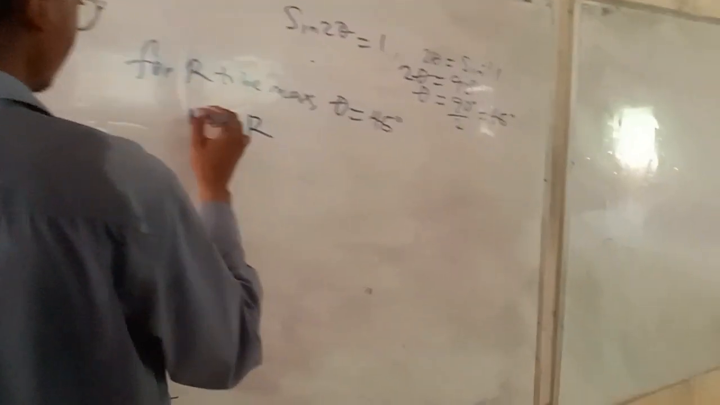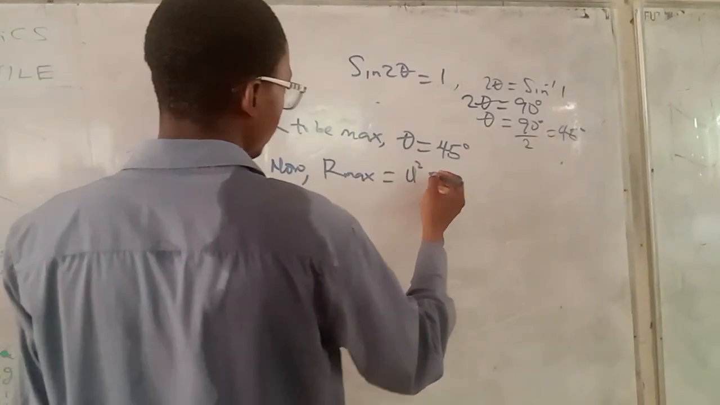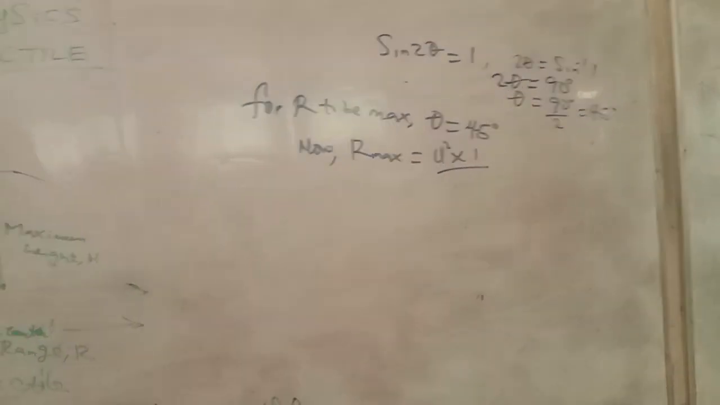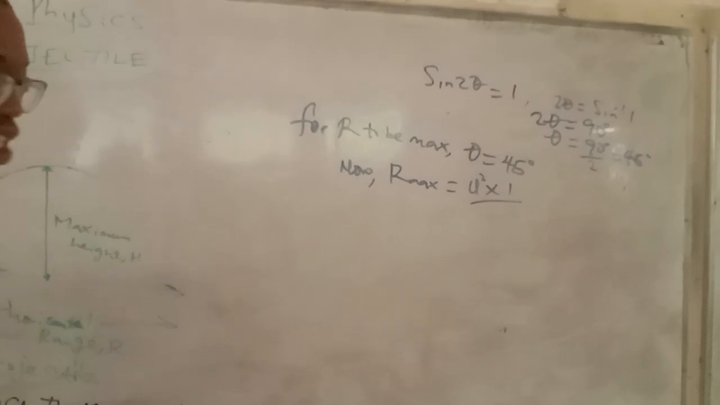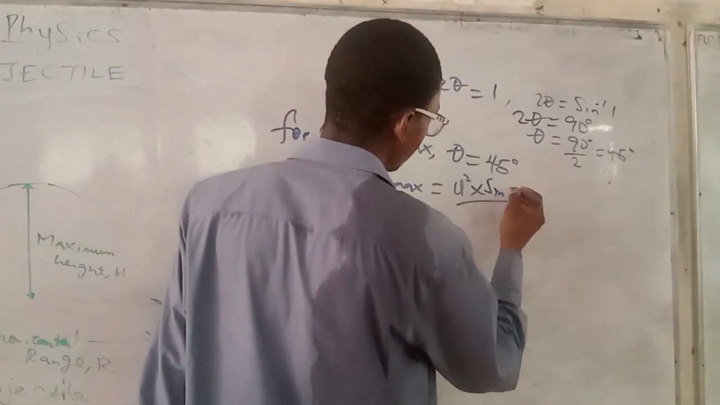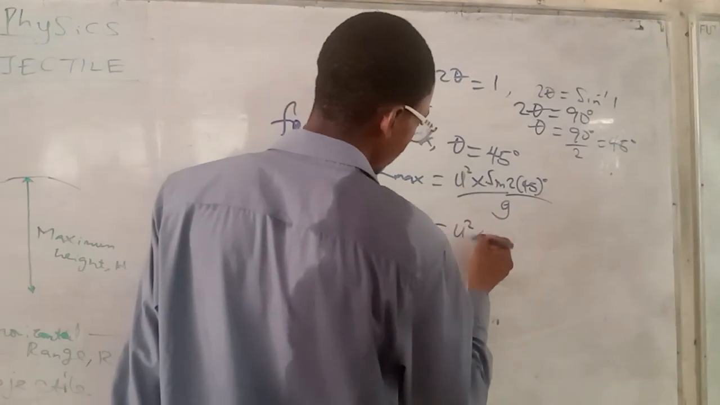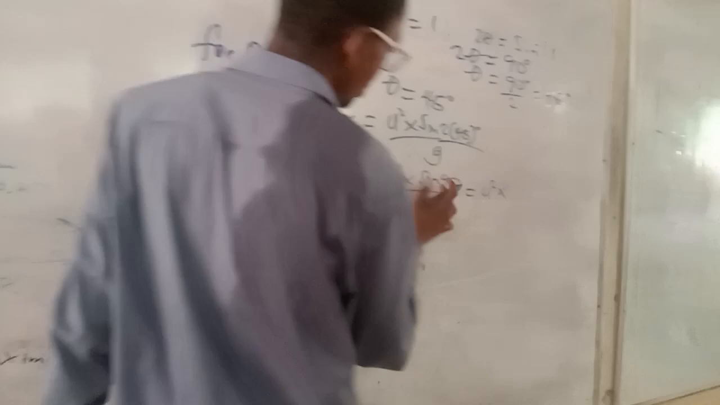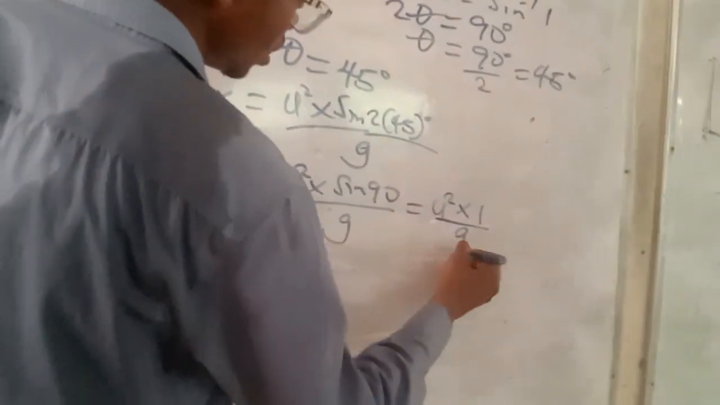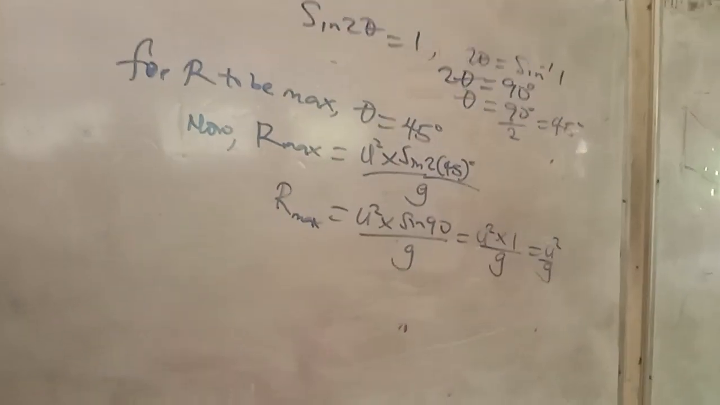Now what will be our value for R? Your R maximum will be equal to U squared times 1, right? Since our sine 2 theta is already 1, if our theta is 45 degrees. Do you get me? This is what I'm saying. If this is sine 2 times 45 over G, then you have times sine 90 over G. Then you have U squared times what is sine 90? That is 1, right? Over G. And that is U squared over G. That is the R maximum.